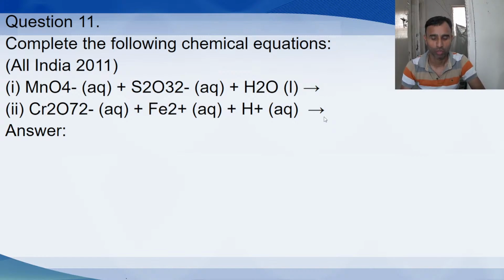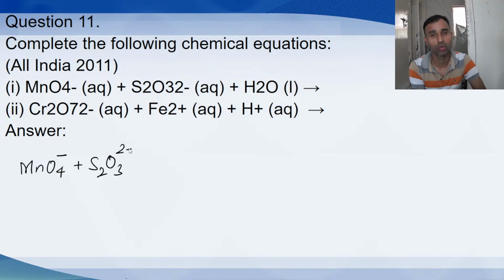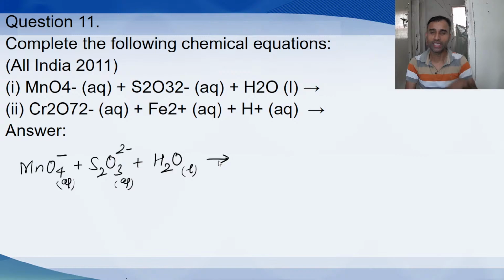2011. The question is, we have an equation that is MnO4 negative plus S2O3 2 negative plus H2O aqueous liquid. So we have to complete this equation.